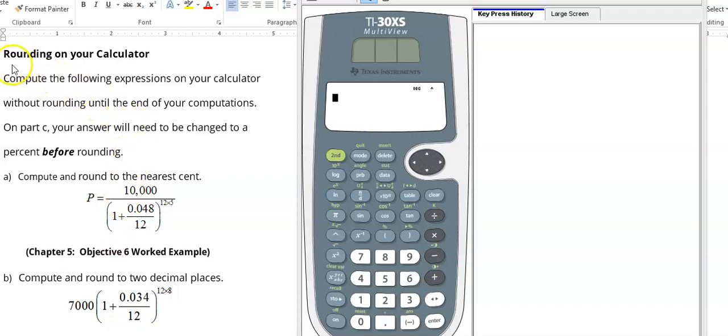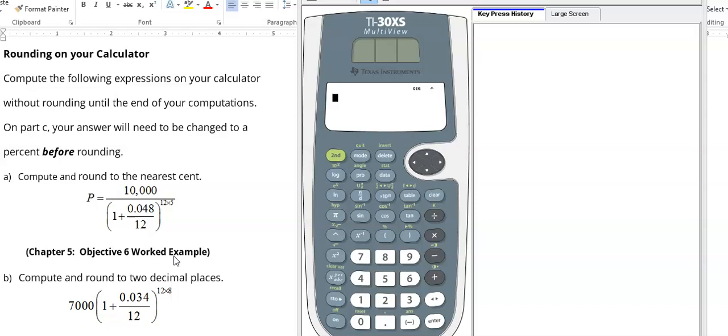In this video, we're going to look at rounding on your calculator using the TI-30XS MultiView. All of these problems are directly from Chapter 5, and I noted which examples they are, and it'll show you how to enter them into your calculator and then how to round at the end.